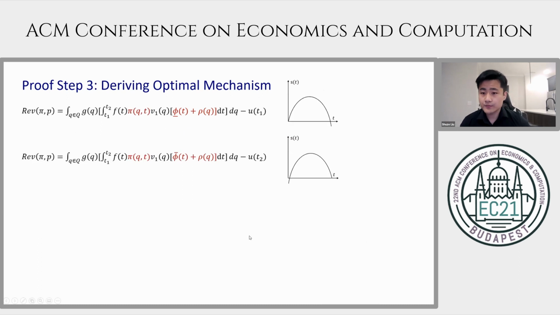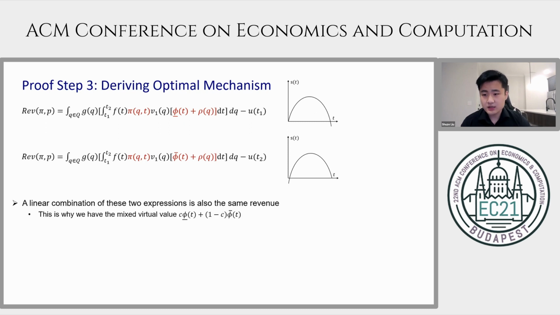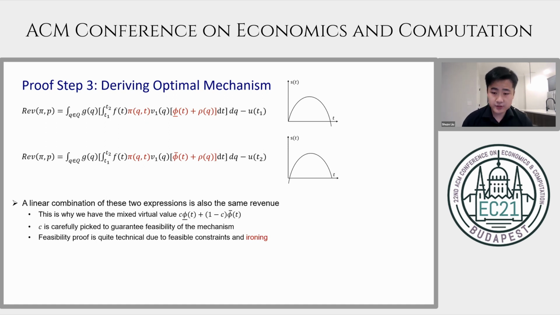However, it is possible that if we look from the first revenue function, we lose control of St2. If we solve it from the second revenue function, we lose control of St1. Thus, we take a linear combination of those two expressions, which produce the same revenue. And this is the reason why we have the mixed virtual value, c times lower virtual value plus 1 minus c times upper virtual value. And here, c is carefully picked to guarantee feasibility of the mechanism, where the feasibility proof is quite technical due to feasibility constraints and the ironing procedure over its mixed virtual value.